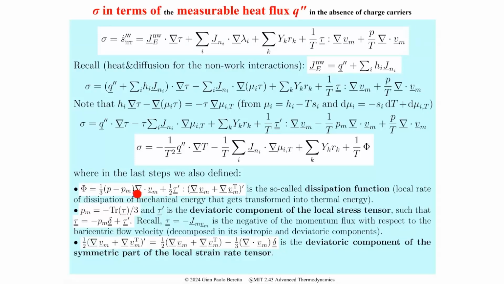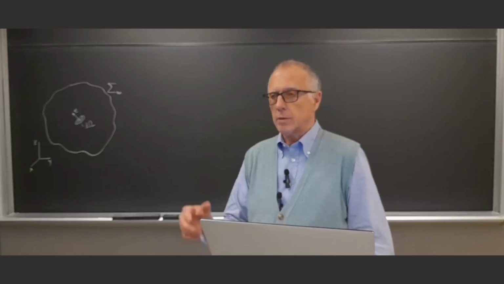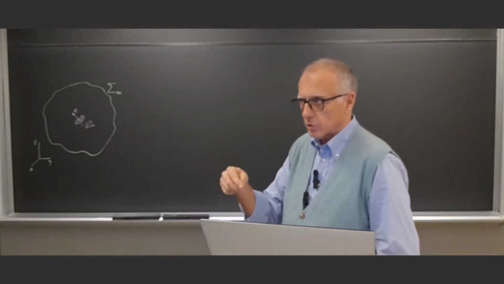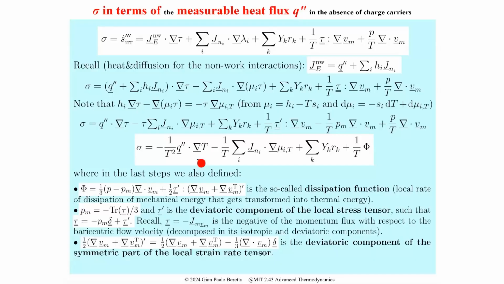You can still view each of these terms as a product of a rate and an affinity, or a degree of disequilibrium. So the gradient in temperature, more properly -1/T² times the gradient in temperature, can be interpreted as the degree of disequilibrium associated with heat transport. Similarly, -1/T times the gradient of the chemical potential done at constant T is the degree of disequilibrium with respect to diffusion of particles.